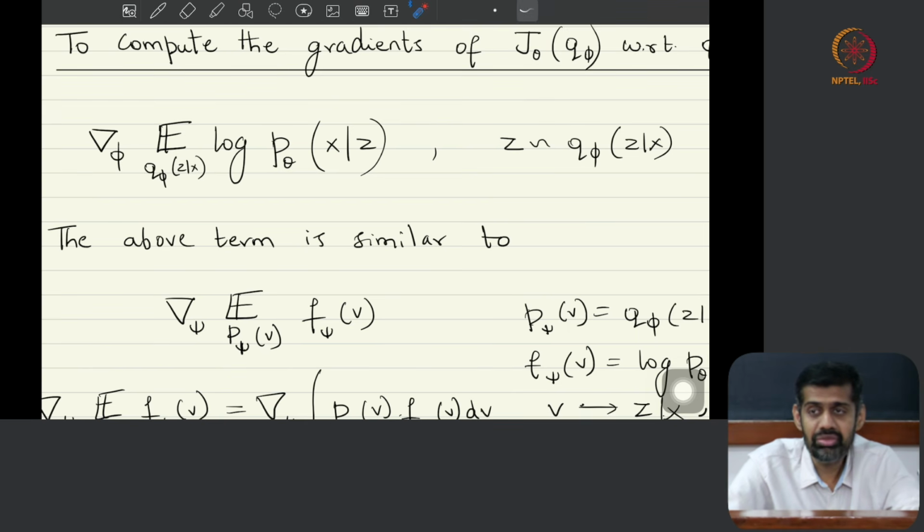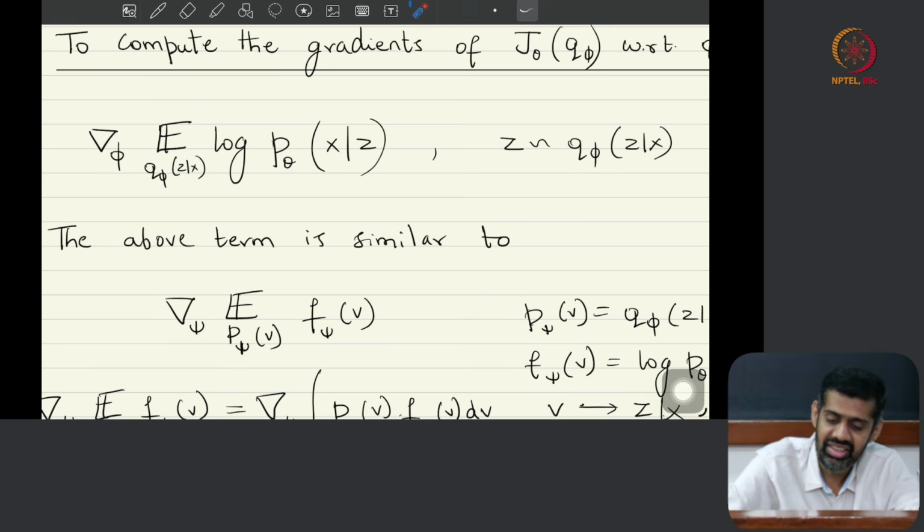Got it? Now this is a problem. If you have looked at the popular literature, the blogs where VAEs are described, they would say that you cannot backpropagate through a sampling operation. What does it even mean? Where is the sampling that's happening?